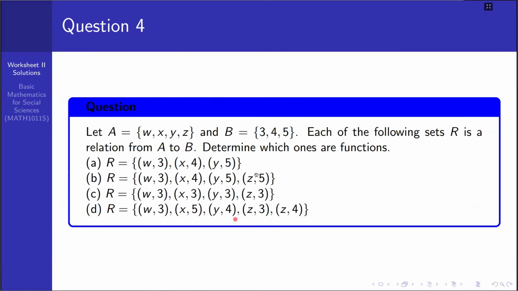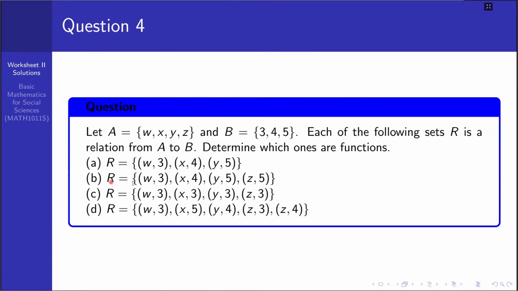From these we select the ones that are functions. These are all relations, because all of them are subsets of A cross B. So we need to select which of these relations can be a function. When is a relation a function? First, the function is defined from A to B, and the domain of the given function must be A. For example, here we have W3, X4, Y5, and Z is missing. So this relation cannot be a function from A to B, because the domain is different from A.